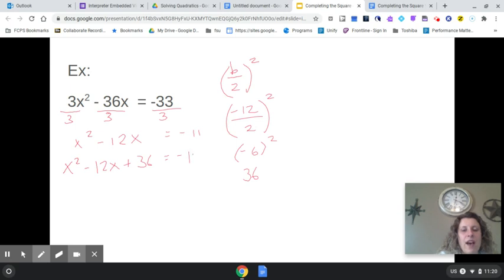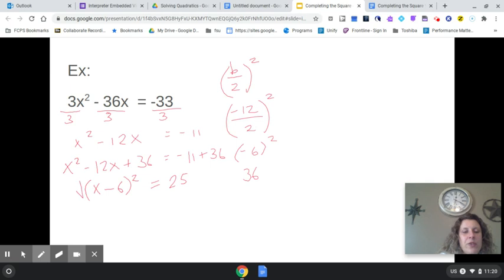Our left side is now factorable using the pattern x plus b over 2, which in this case, b over 2 actually gave us negative 6. So I'm going to write that as x minus 6 quantity squared. Again, you could use AC method to get that if you don't feel comfortable with the pattern. And if we simplify this right side, we get 25.